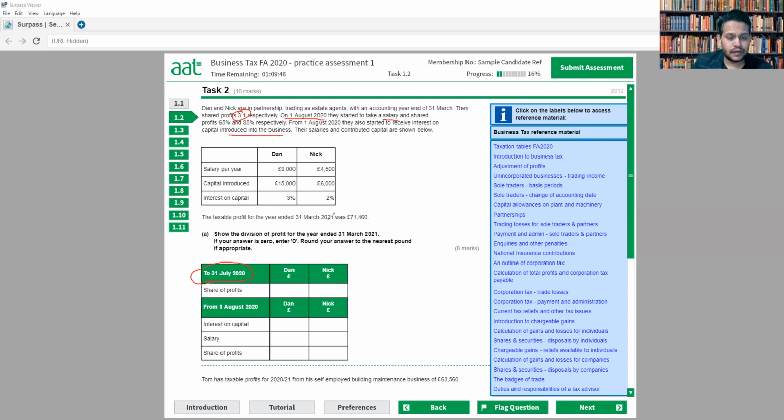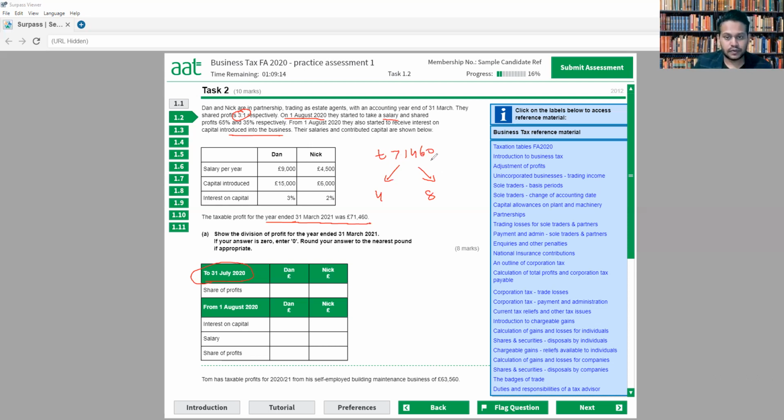Taxable profit year ended 31st of March 2021. So up to 31st of March is a year ended. That means here is a 12 month. 71,460 is for 1 year. And we have to find how many month is where. So if the year is ended 31st of March, that means the year is started from April. So April, May, June, July, 4 month and 8 month. We have to have 2 separate calculations. So let's find it out.